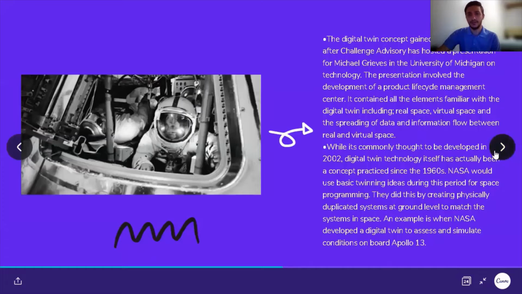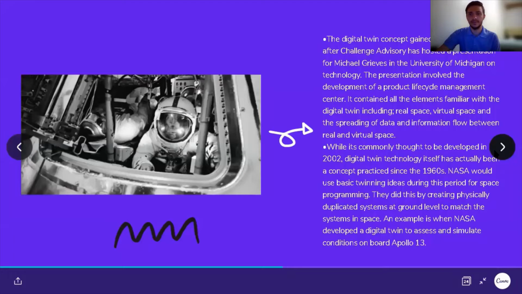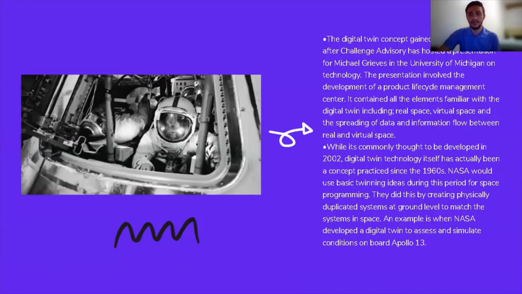While it's commonly thought to have been developed in 2002, digital twin technology itself has actually been a concept practiced since the 1960s. NASA would use basic twinning ideas during this period for space programming. They did this by creating physically duplicated systems at ground level to match the systems in space. An example is when NASA developed a digital twin to assess and simulate the conditions on board Apollo 13.